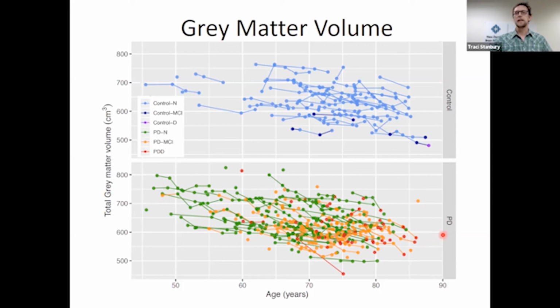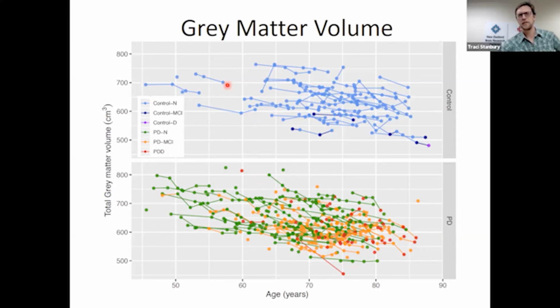And lastly, each individual point represents an assessment, so that's both the cognitive assessment and an MRI scan. Multiple assessments within the same individual are connected by lines. So this person was seen at 53, 54, and 57-ish. And color, lastly, indicates their cognitive status. Blue indicates a healthy individual. Green indicates an individual who had Parkinson's disease and normal cognition. Orange, those with Parkinson's and mild cognitive impairment. And lastly, red indicates those individuals with Parkinson's and dementia.